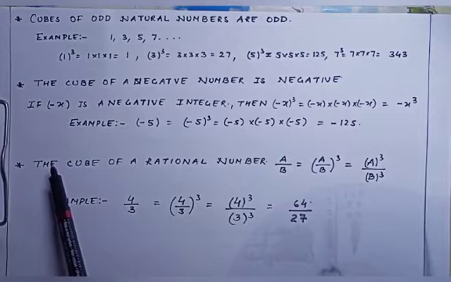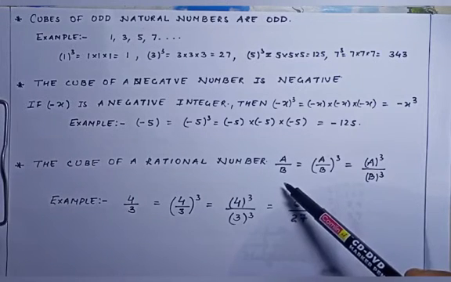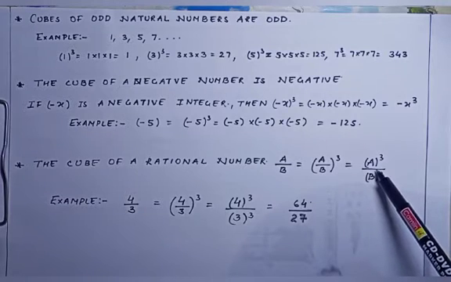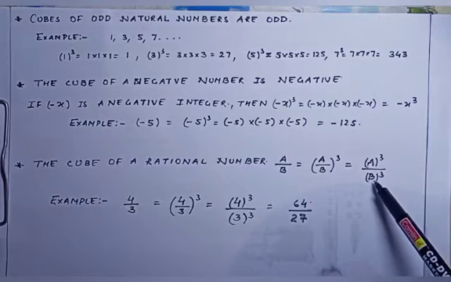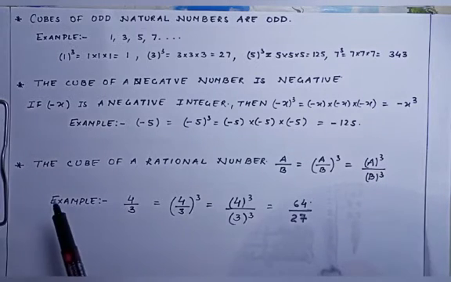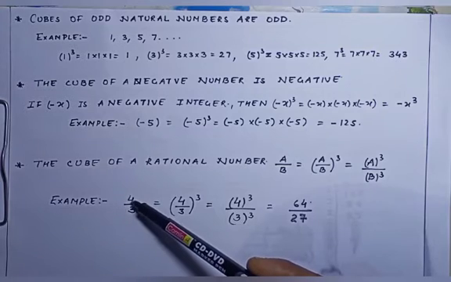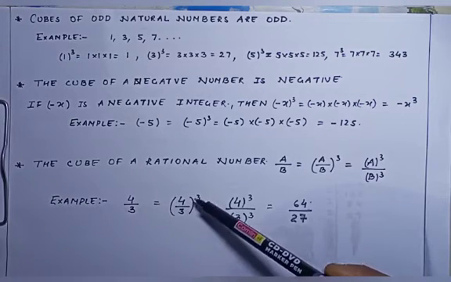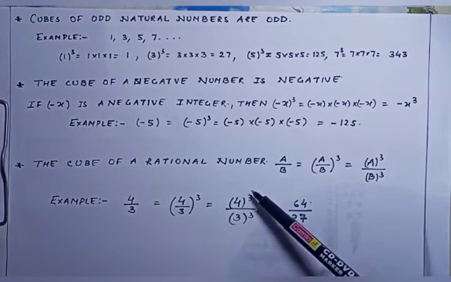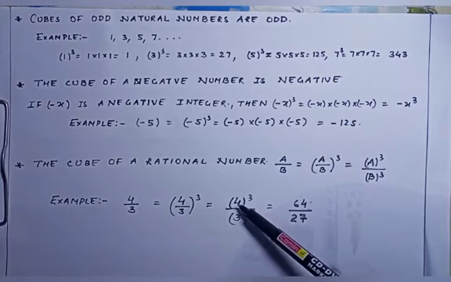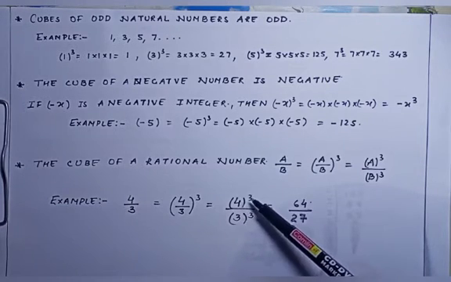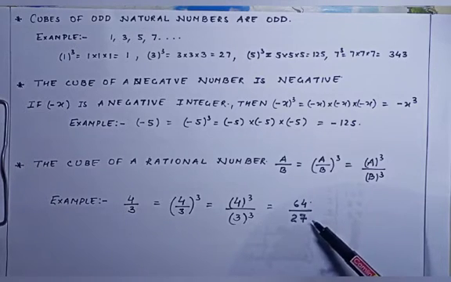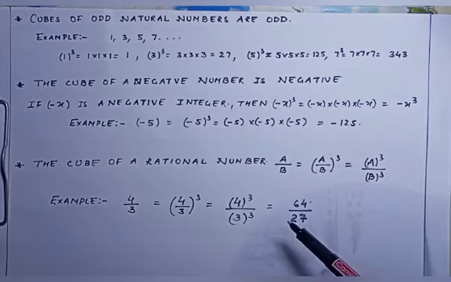Let us move to another property. The cube of a rational number a upon b can be expressed as a upon b to the whole power 3, or it can also be expressed as a to the power 3 upon b to the power 3. Let us see with the help of an example. If I have to find the cube of 4 upon 3, it can be expressed as 4 upon 3 to the whole power 3, or 4 to the power 3 upon 3 to the power 3. So 4 multiplied 3 times makes 64, and 3 multiplied 3 times gives 27. I hope this much is clear to everyone.